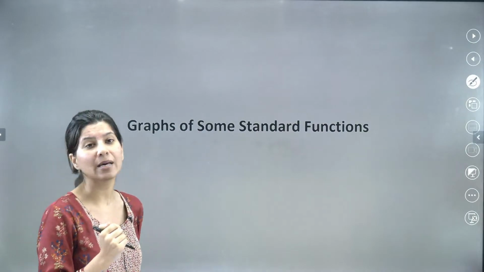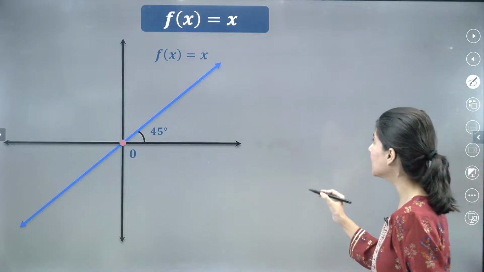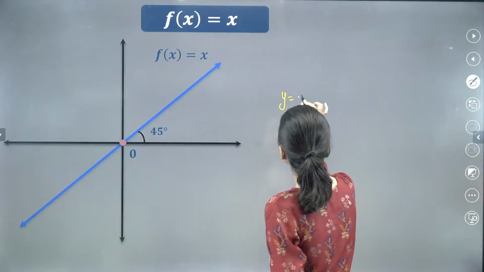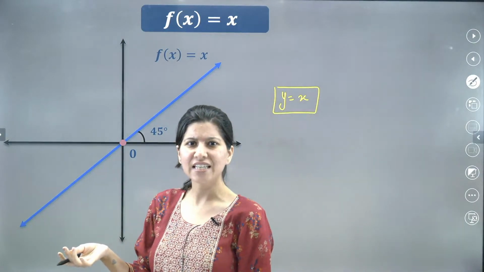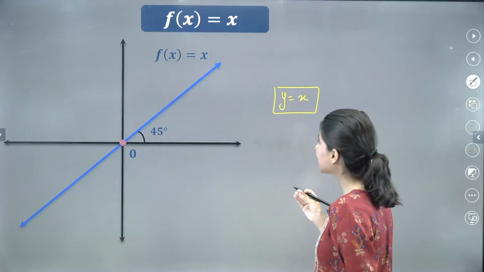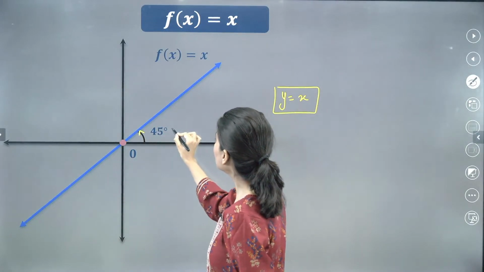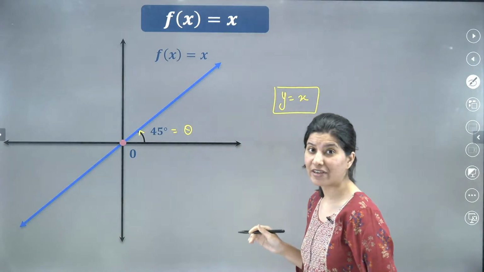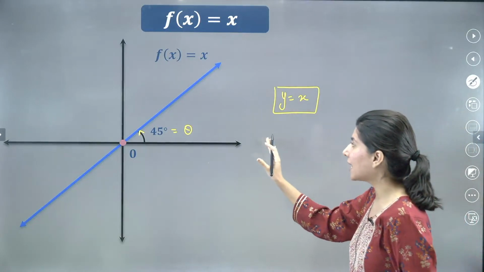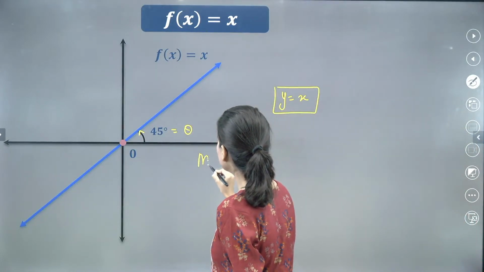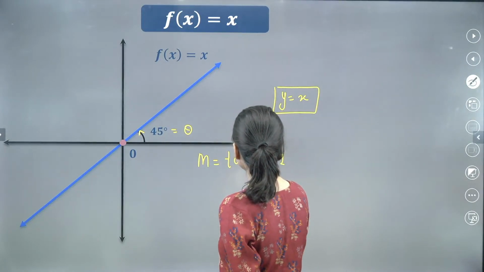Now graphs of some standard functions. Let us understand graphs of some standard functions. So this is purely y equals x. Y equals x line, so you all know. Yes or no? Y equals x line says that the angle over here is theta equals 45 degree. So theta is nothing but 45 degree. So that is your slope, or you can say that m equals tan theta is equal to 1. Here why? Because theta is 45 degree.